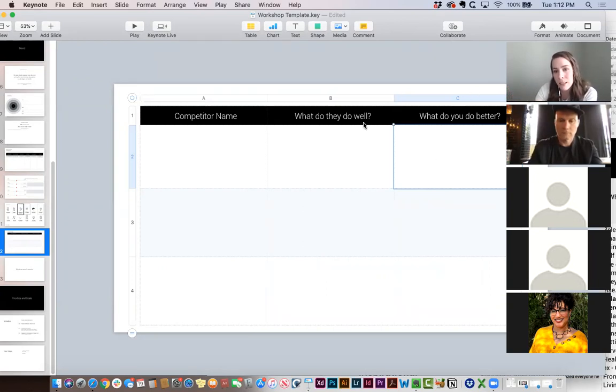But then this is how I do it. What does your competitor do? What do they do really well? And what do you do better? So I'm trying to figure out what gap my client is filling that the competitors are not. And usually through this discussion, I'm able to figure it out. And so it works better for me than doing that other chart.